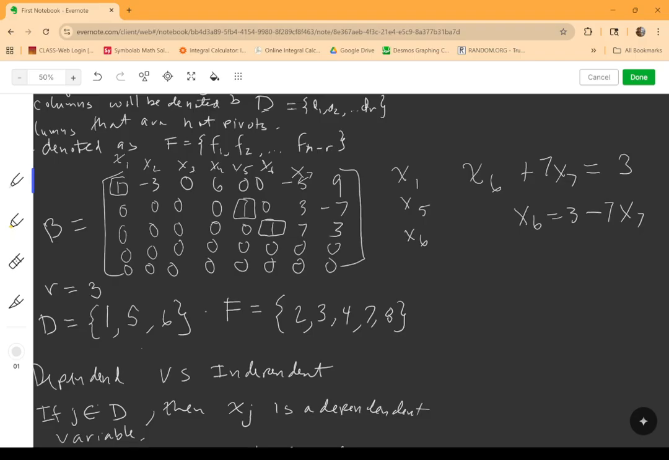All right, and then now here let's look at X5. Again, X5 plus 3X7 is equal to negative 7. So that means that X5 is equal to negative 7 minus 3X7.